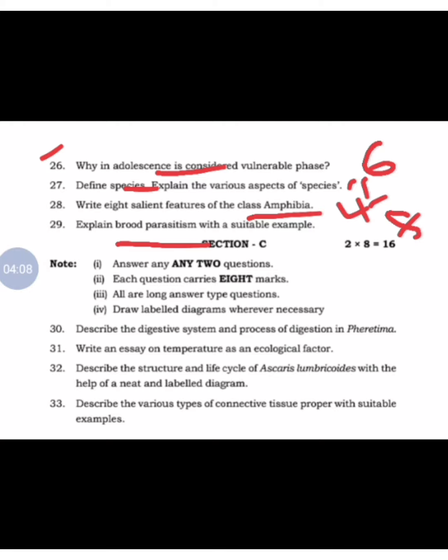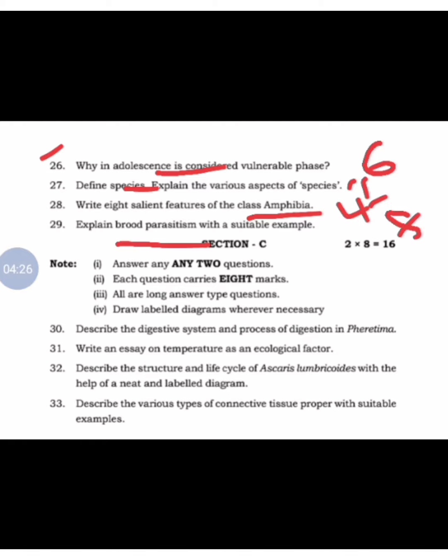So students, if you know more questions, like 6 or 8, if you know 6 you should write 6. If you know 8 or 9 questions, how to select the answers? Here, based on the diagrammatic point of view, you should select the questions.